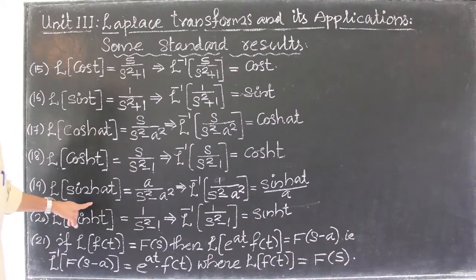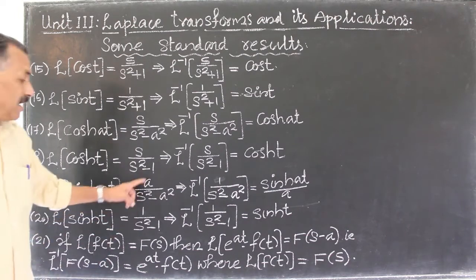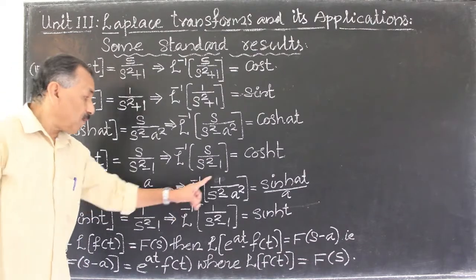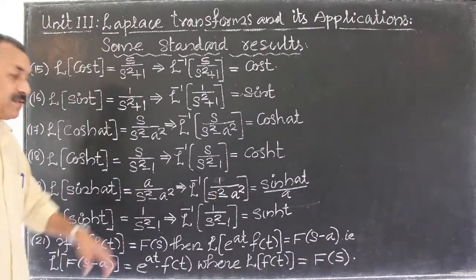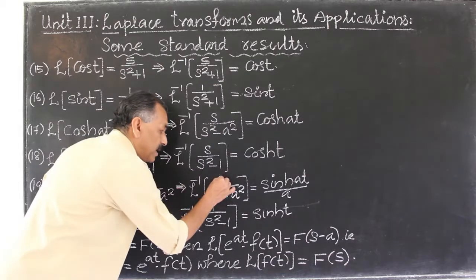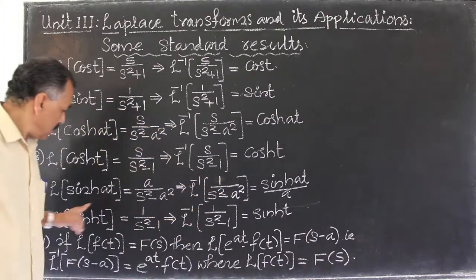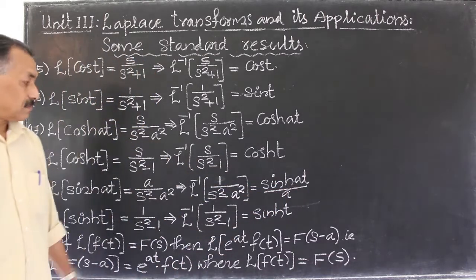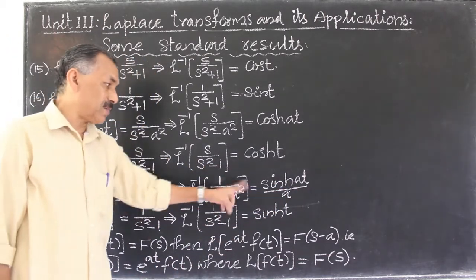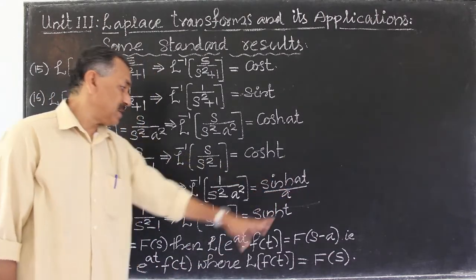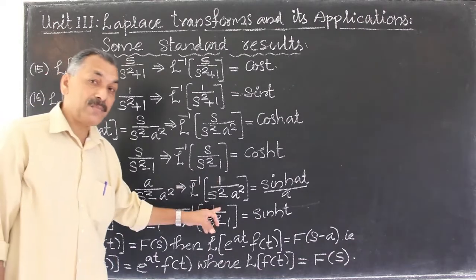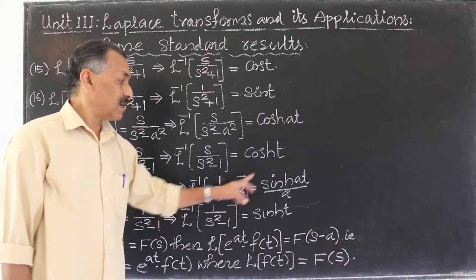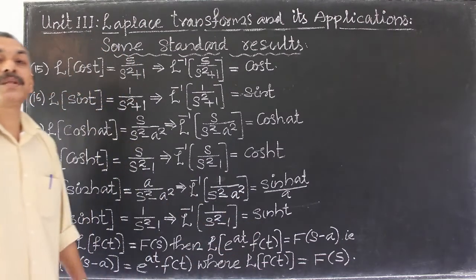Similarly, Laplace transform of sinh at is equal to a divided by s square minus a square. Therefore, L inverse of 1 divided by s square minus a square is equal to, bringing a to the left hand side, sinh at by a. What is L inverse of 1 divided by s square plus a square? It is sin at by a. The plus gives sin at by a, the minus gives sinh at by a.